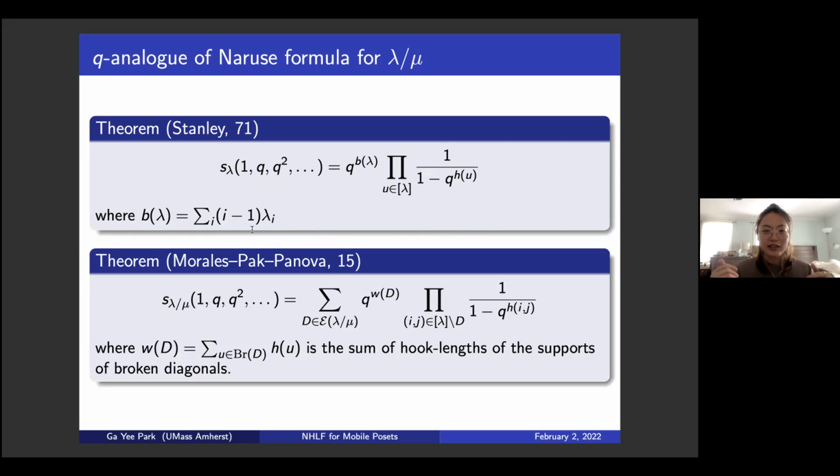Analogous to that, there is a Q analog formula for the Naruse formula as well. It looks very similar to the Naruse hook length formula that sums over excited diagrams, but there's another accessory here, WD, which is a sum of hook lengths of the supports of these objects called broken diagonals. More objects are coming up. I will define them in the next slide, but you can see that these are the Q analogs of the previous formulas that I've shown you before.